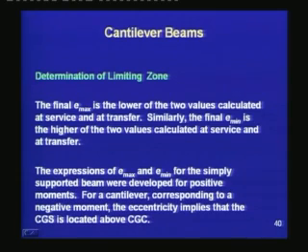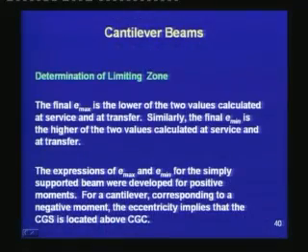The final E max is the lower of the two values calculated at service and at transfer. Similarly, the final E min is higher of the two values calculated at service and at transfer. Thus, we are having two sets of calculations, one for the service loads and another for the transfer. The values are selected judiciously, that for E max we have two values, one for service, one for transfer. Whichever is lower will satisfy both of them, and that is selected as the final E max. Similarly, we have two values of E min, one for service, one for transfer. Whichever is higher of these two, that location will satisfy the strength condition both at transfer and at service, and we select that as the E min.